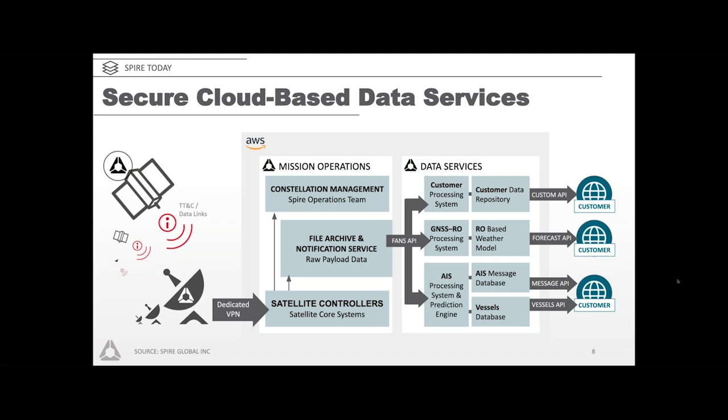And so then we distribute our data through various APIs, as you can see here. And for AIS, that includes our messages API and our vessels API, which Max will get into a little bit more later. And then we also have a forecast API, which includes our radio occultation data, and that's for our weather forecasting.